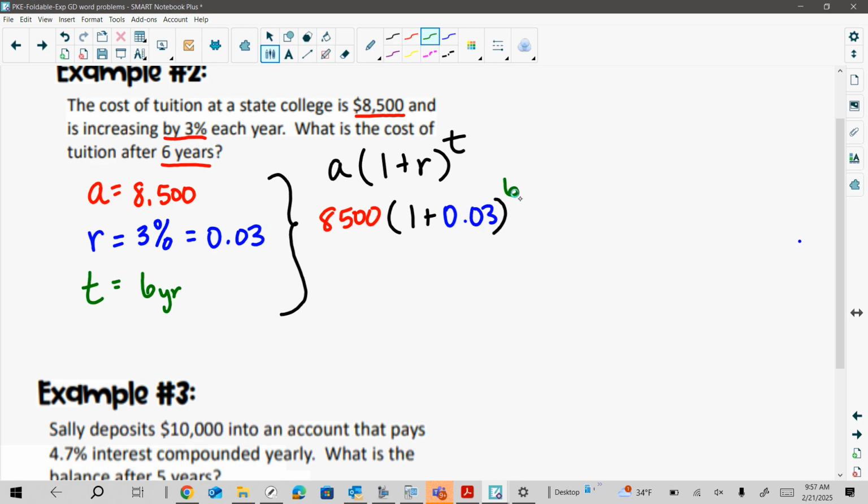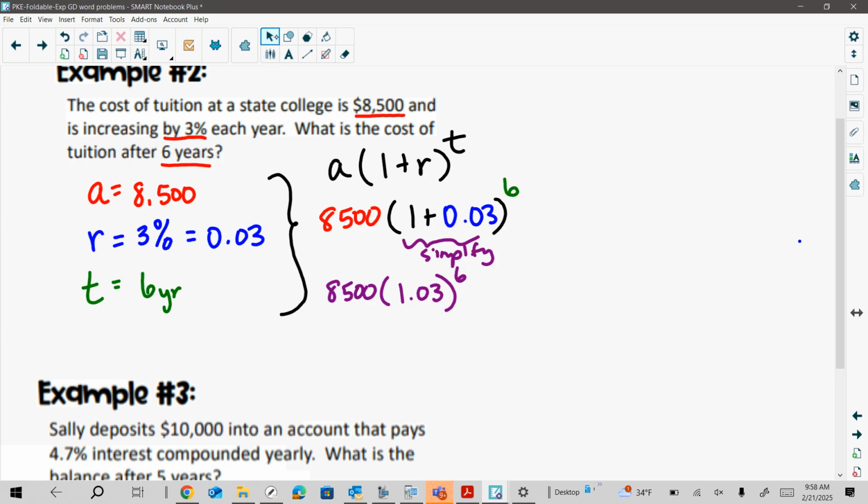Okay. Now, you can simplify this if you want to, or you can just, because the beauty of our calculator is it could do that. But if you simplify this, I'm just going to write simplify. Then our equation is still going to be 8,500, but now it's going to be 1.03 to the 6th power. Okay, it's the same thing. You don't have to simplify it. I would just type it in, like do the substitution. So make sure you have a calculator in hand.